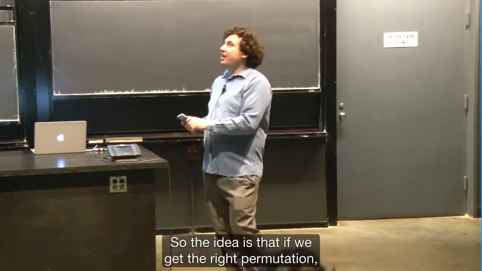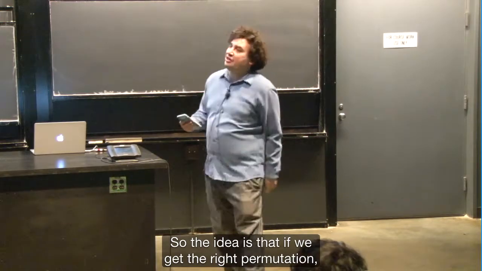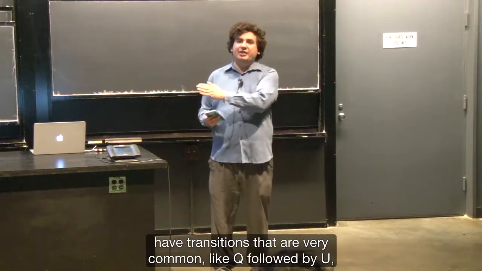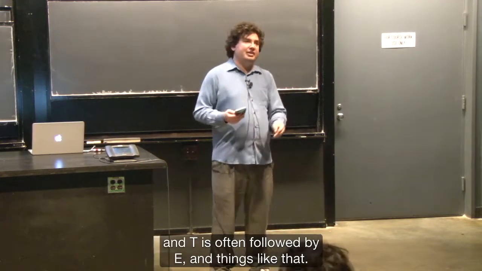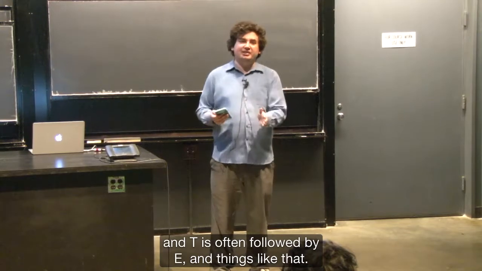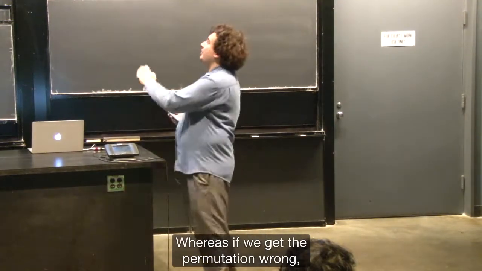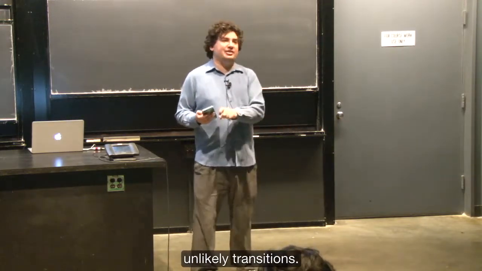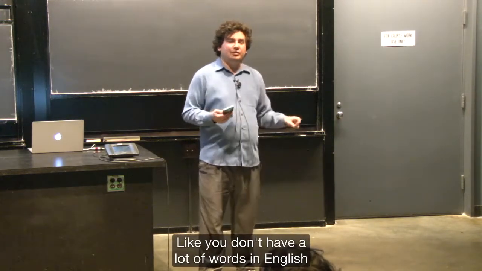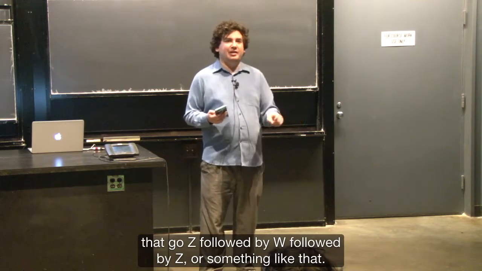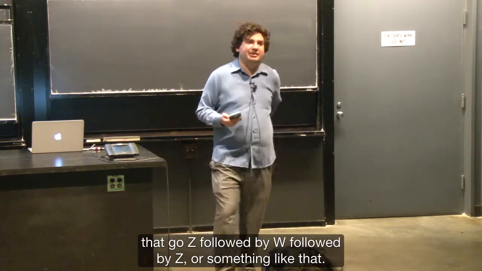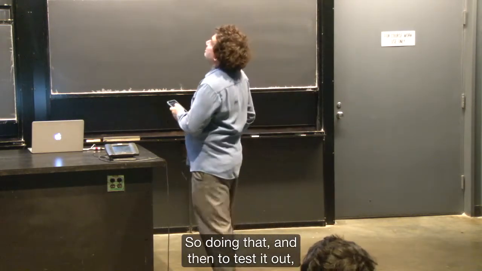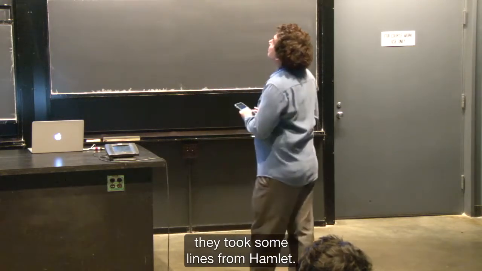So the idea is that if we get the right permutation, then the plausibility is going to be pretty high because we have transitions that are very common, like Q followed by U and T is often followed by E and things like that, right? Whereas if we get the permutation wrong, then there's going to be lots of very, very unlikely transitions, right? Like you don't have a lot of words in English that go like W followed by Z or something like that. That would be very rare. So, okay.